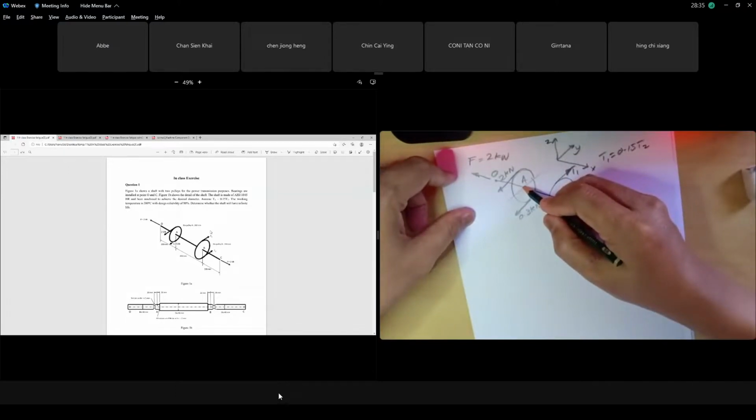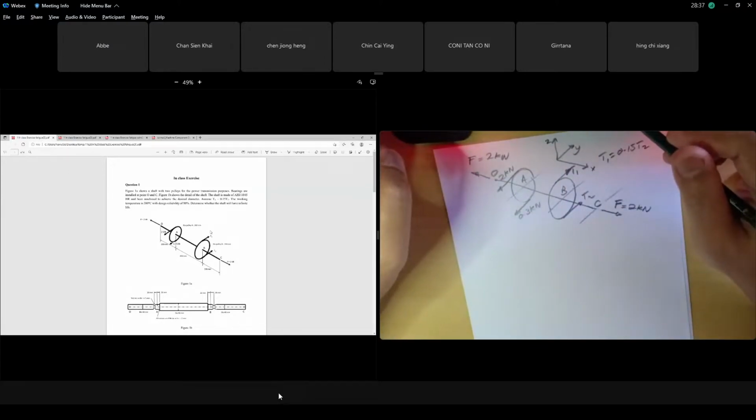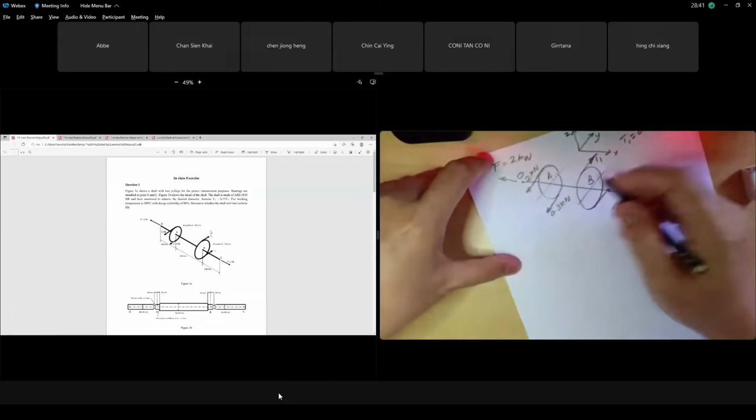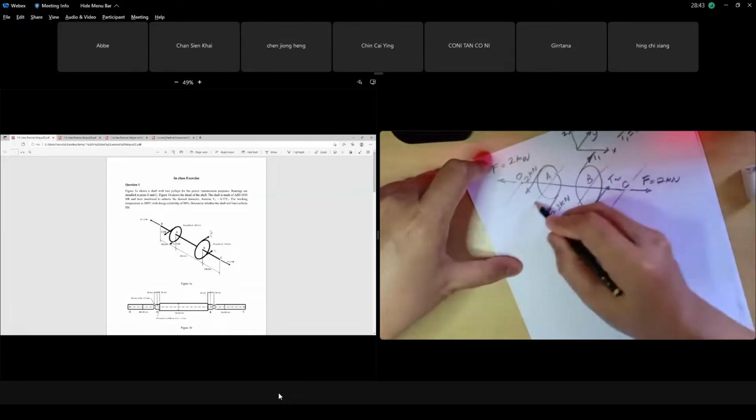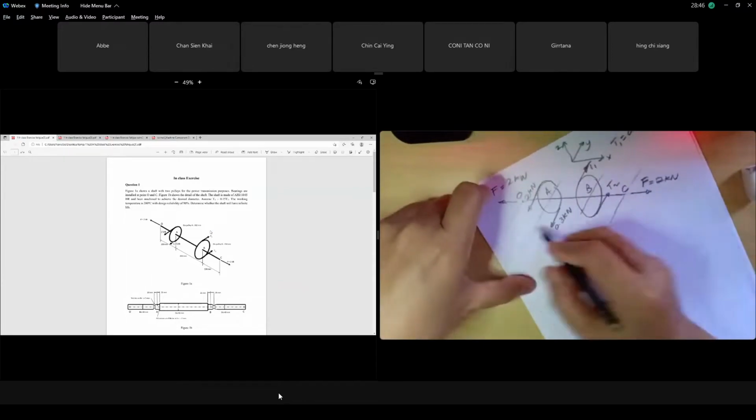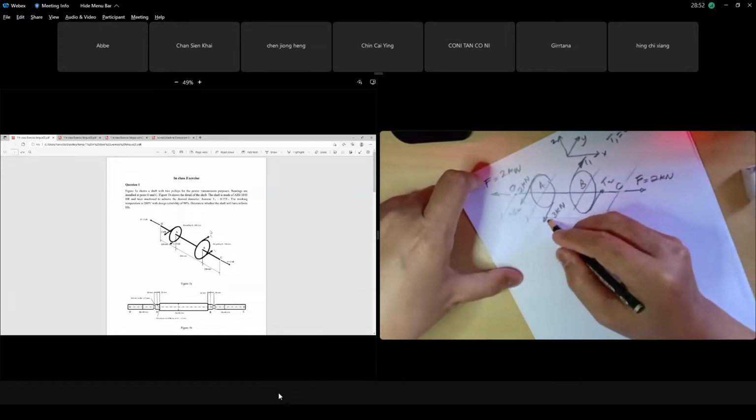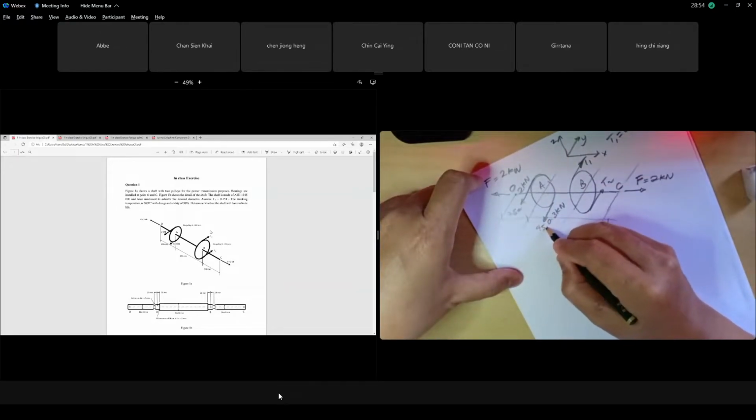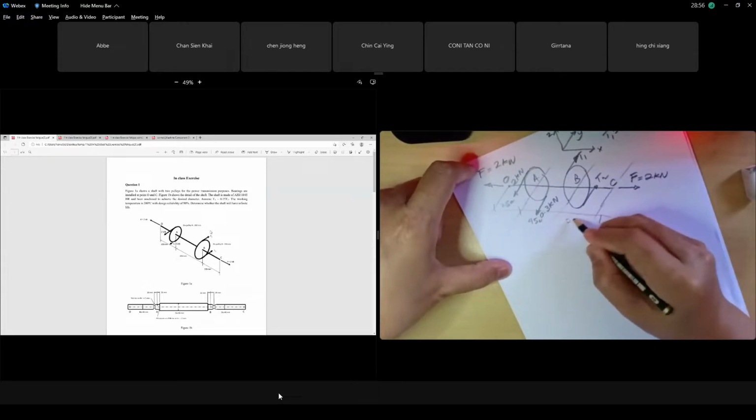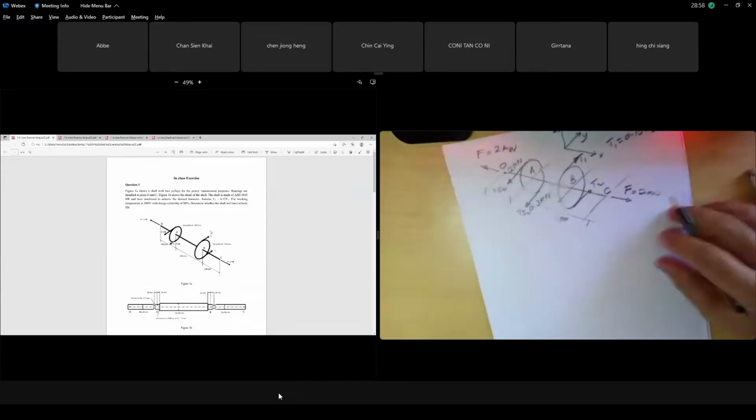Let's say A is critical. Okay, that is the case. It's already stated, and all the dimensions are given. From O to A is 250, A to B is 450, and this one is 300 millimeter.